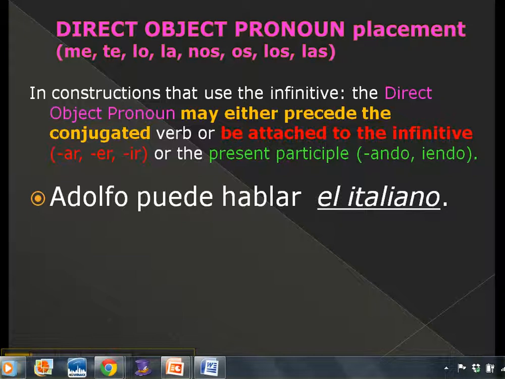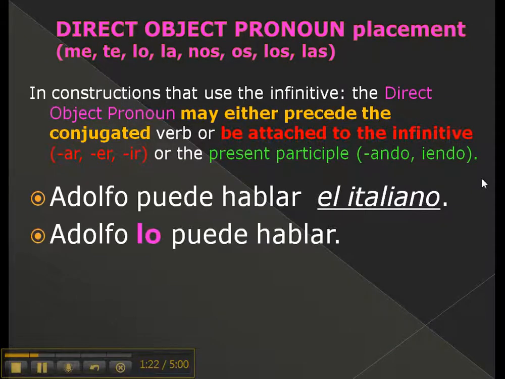So, for example, in the sentence, Adolfo puede hablar el italiano, if we know that el italiano is the direct object, because if we ask, ¿qué puede hablar Adolfo? El italiano. Entonces, Adolfo lo puede hablar. Lo is the pronoun to substitute el italiano. And puede, as you can see, it is the conjugate verb. That's why it's in yellow above.